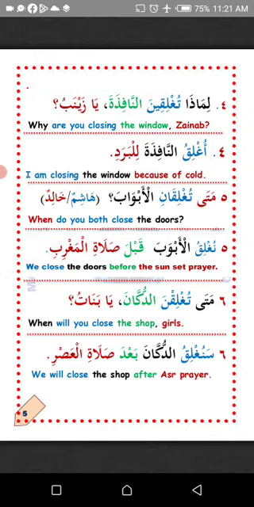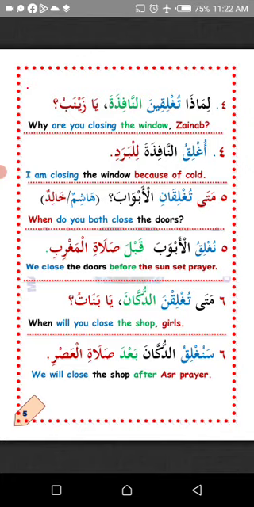أغلق النافذة للبرد. أغلق النافذة, I am closing the window, للبرد, because of cold. خمسة, number five.